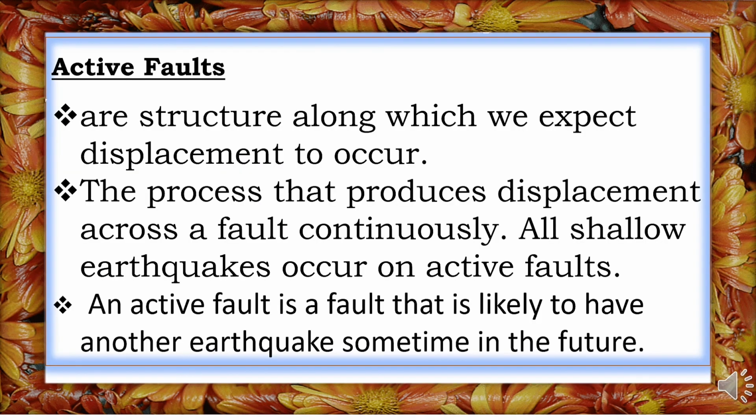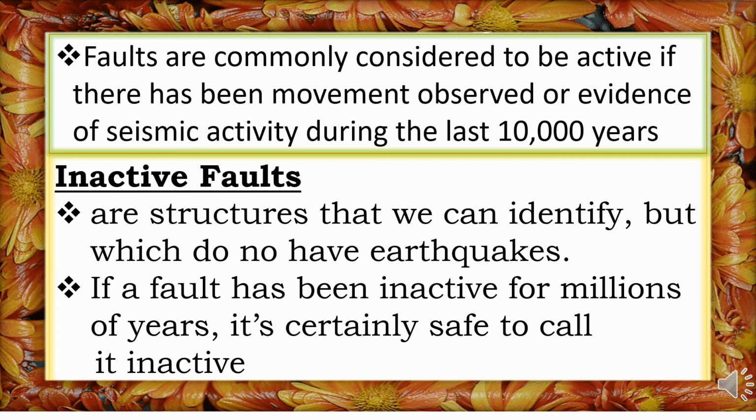Active faults are structures along which we expect displacement to occur. The process that produces displacement across a fault continuously. All shallow earthquakes occur on active faults. An active fault is a fault that is likely to have another earthquake sometime in the future. Faults are commonly considered to be active if there has been movement observed or evidence of seismic activity during the last 10,000 years. Inactive faults are structures that we can identify, but which do not have earthquakes. If a fault has been inactive for millions of years, it's certainly safe to call it inactive.